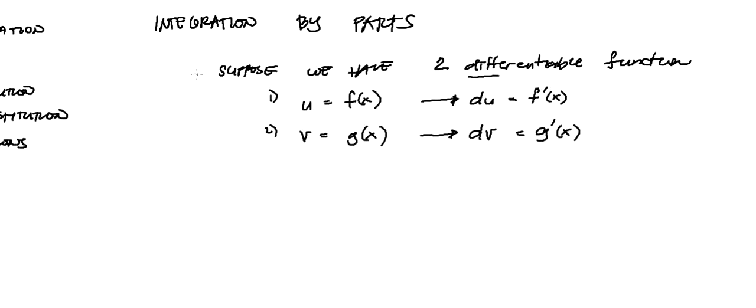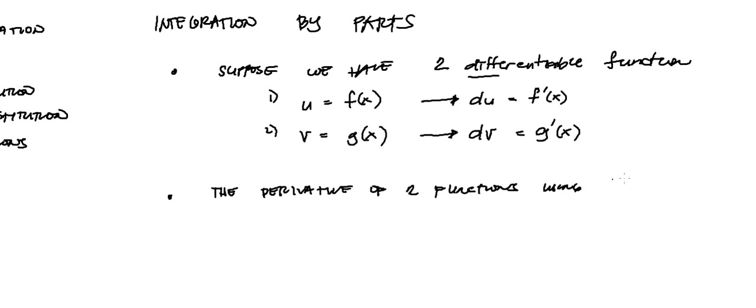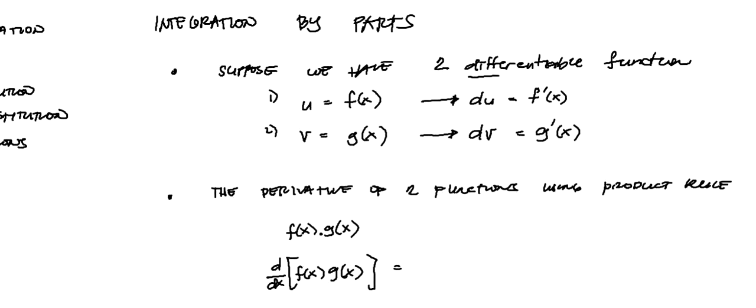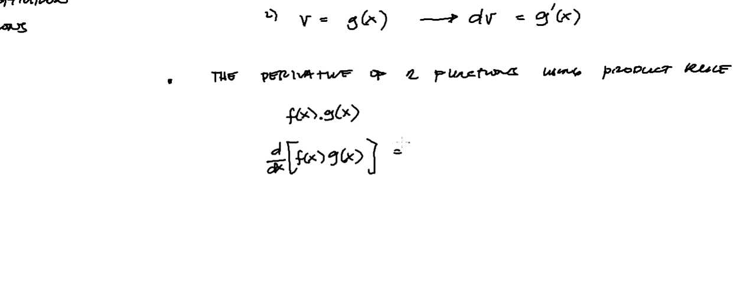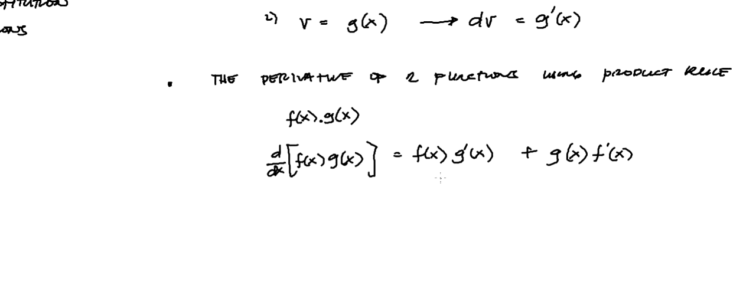Then, using the product rule in derivatives, the derivative of the product of our two functions, function 1 and function 2, is the first, which is f of x, times the derivative of the second, g prime of x, plus the second times the derivative of the first, f prime of x. That is according to our product rule.